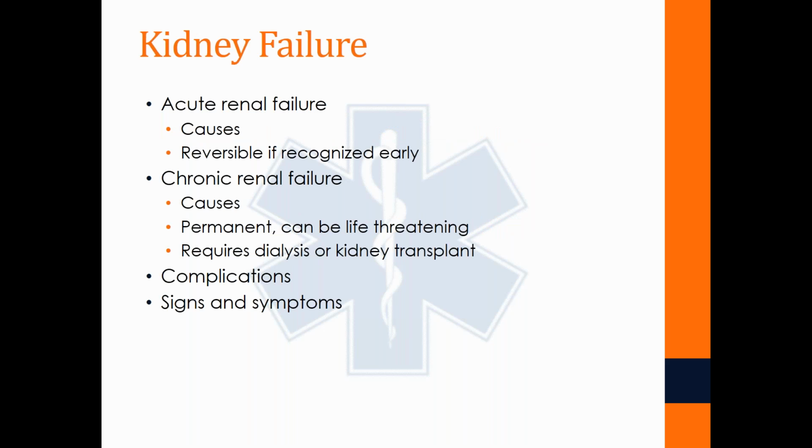And I believe last on our little bit here, we're going to talk kidney failure. So kidney failure comes in a couple of different flavors. We have acute renal failure. Acute renal failure means it is happening right now. It is not something that the patient deals with all the time. It has normally got an actual root cause to it.